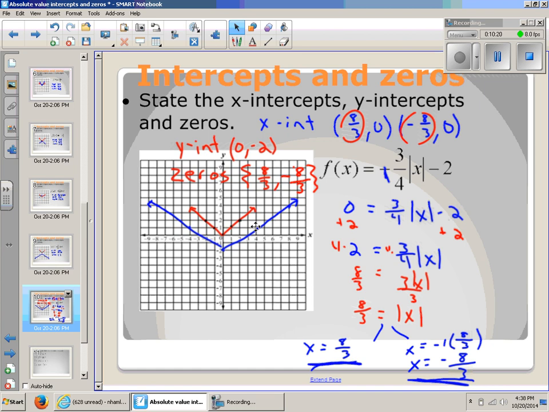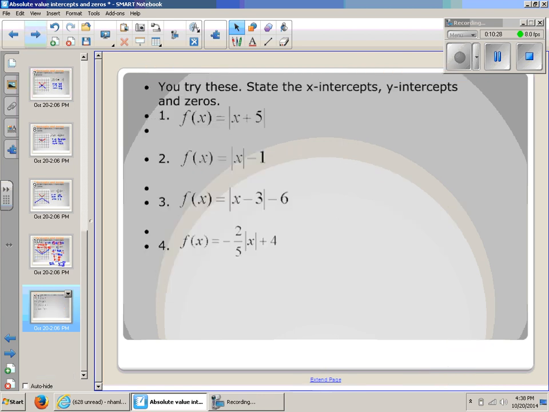So if it's not clear on the graph, we want to substitute in 0. Try these on your own. Make sure you graph them first so that you can see the graph. Tell me the x-intercept, the y-intercept, and the zeros.